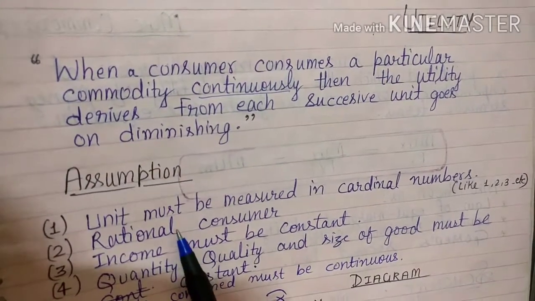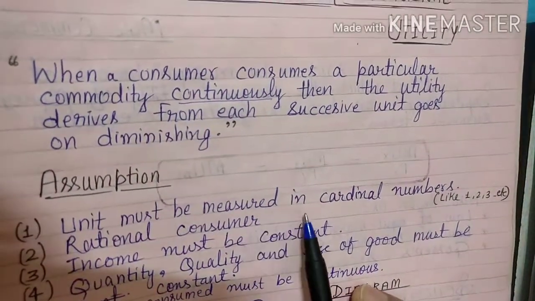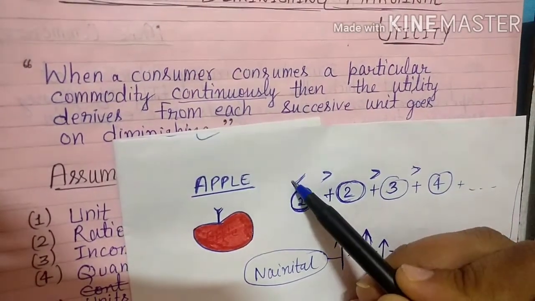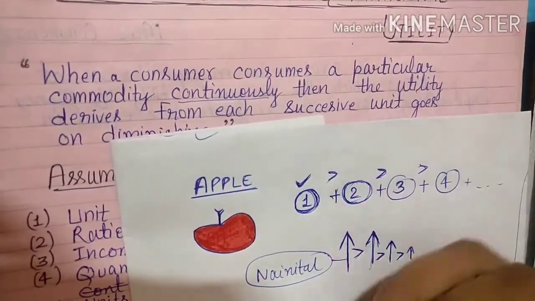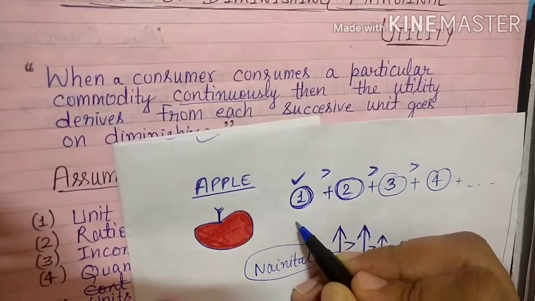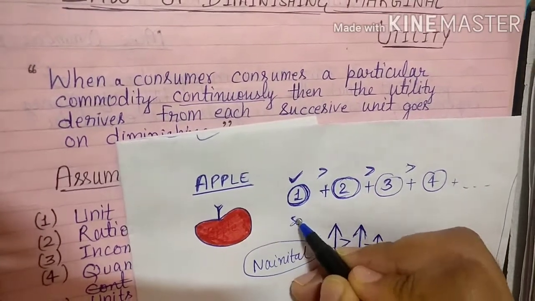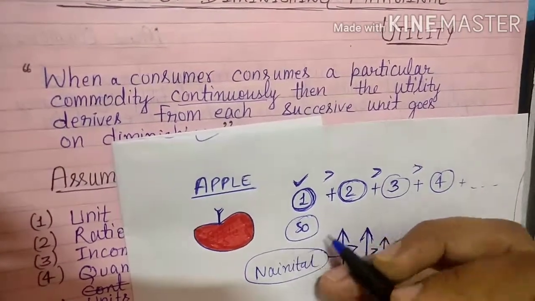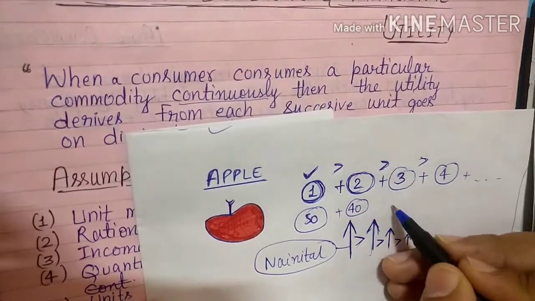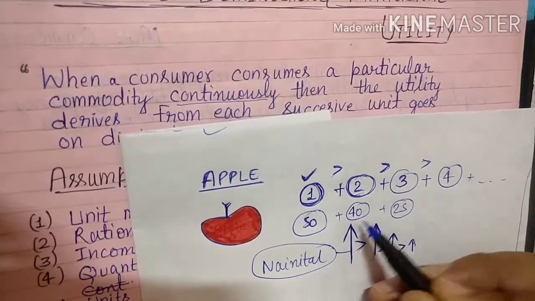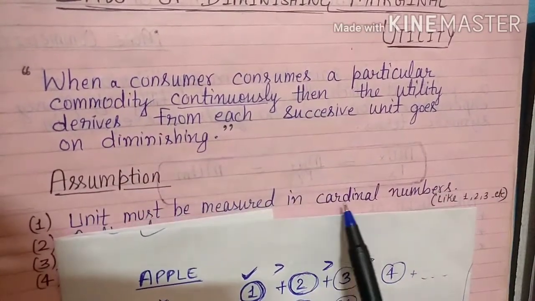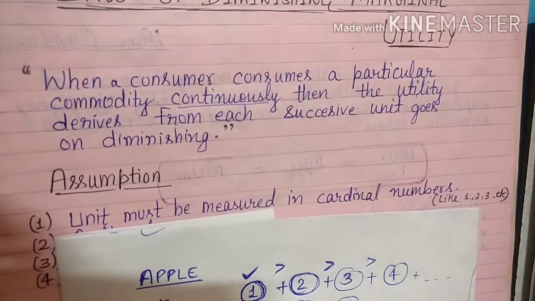So the first assumption says that units must be measured in cardinal numbers. Like when we are eating the first apple, how much satisfaction do we get? We will not say too much or great; we will measure it in units. Like we get 50 utils of satisfaction from the first, from the second I get 40 utils, and from the third I get 25 utils. So in this way we have to measure satisfaction in cardinal numbers like 1, 2, 3 and 4.